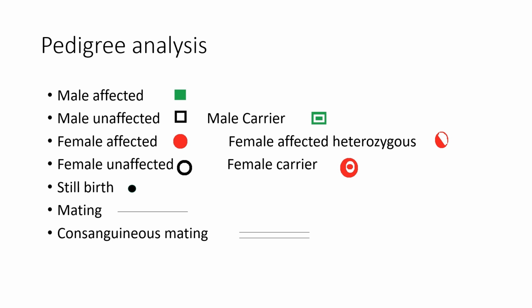Female affected heterozygous is a circle with half red. Female unaffected is a circle that is empty. And a female carrier is a red circle with a white circle inside of it. A stillbirth is a black dot. A mating is a line straight across, and a consanguineous mating is a double line straight across.